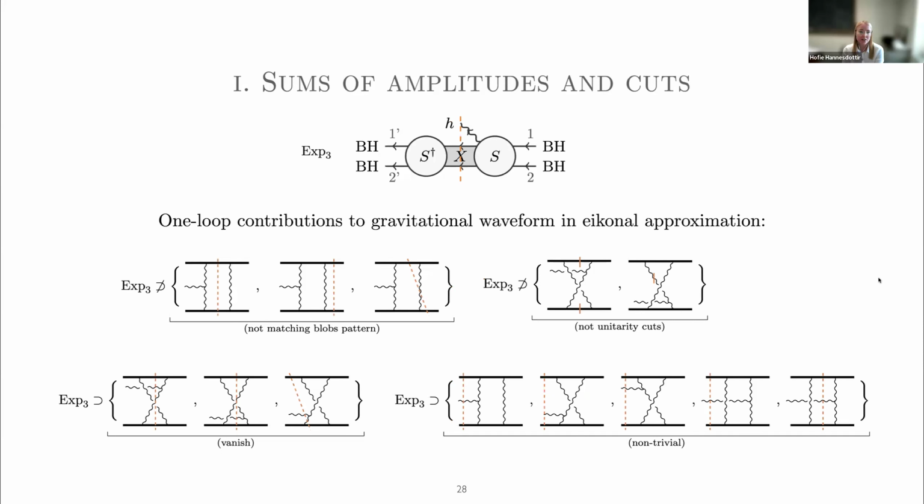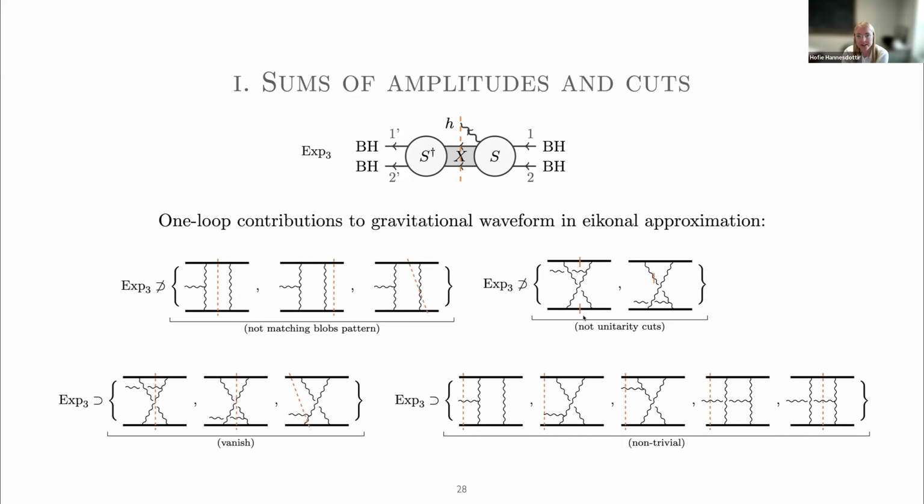So we can now use this method, for example, to compute the one-loop contributions to the gravitational waveform in the eikonal approximation. And I've included one of the diagrams that we need to include in this computation, and it's a pentagon diagram, basically. So these are the 2 black holes, and then they can exchange gravitons. And I've shown here a few different diagrams that are included or not included.